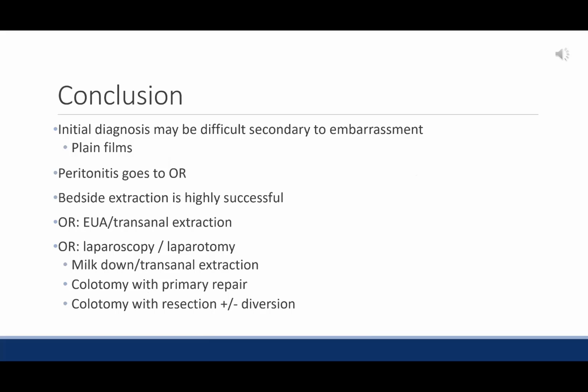In conclusion, initial diagnosis of a rectal foreign body may be difficult, secondary to embarrassment. Plain films help confirm the diagnosis and location of the object, as well as rule out free air. Peritonitis merits a trip to the operating room. In the majority of cases, bedside extraction is highly successful. In the operating room, exam under anesthesia and transanal extraction should be attempted. If that is unsuccessful, laparoscopy or laparotomy with milking the object down for transanal extraction should be attempted. If this is unsuccessful, then colotomy is made for transabdominal extraction with primary repair or resection plus or minus diversion.